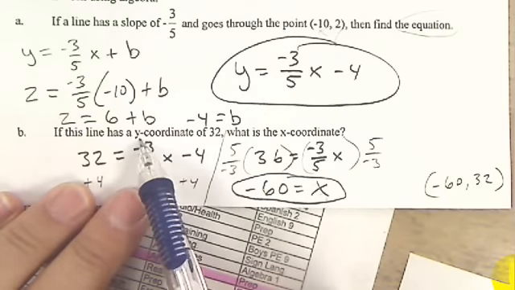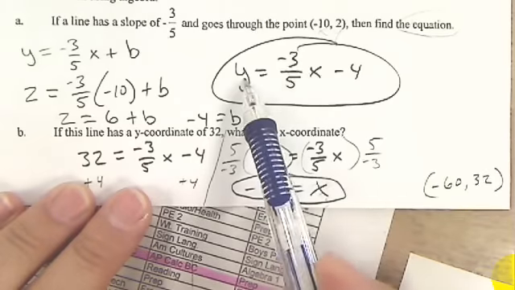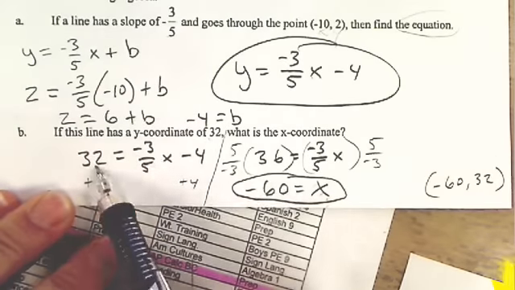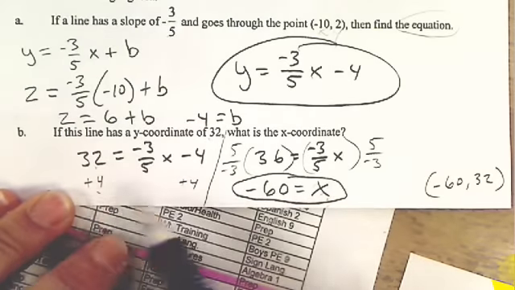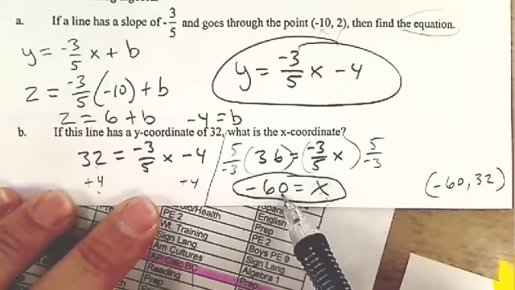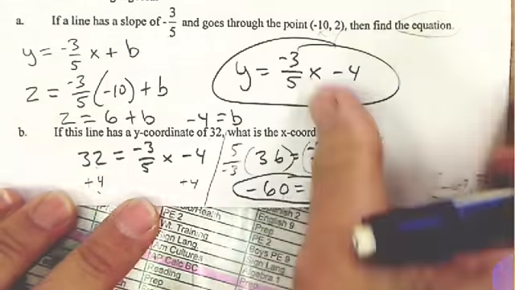If the y-coordinate is 32, so the y is 32, what would the x be? That's what they're asking. Plug in 32 for the y, solve, I added 4, multiplied by the reciprocal, and that's how I got the -60. Didn't ask you to write it as a point, but if you did write it as a point, -60 would give you out 32.